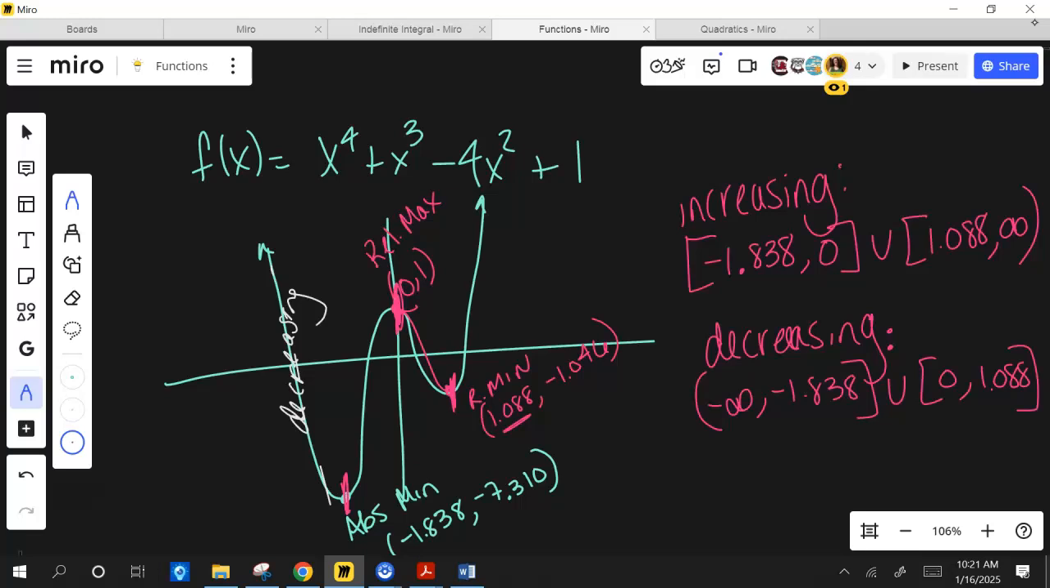Now tell me this while you're here. How many points of inflection would this graph have? About 2. It would have 2 because here, what's my concavity? This is concave up, concave down, concave up. So how many times does it change? 1, 2.